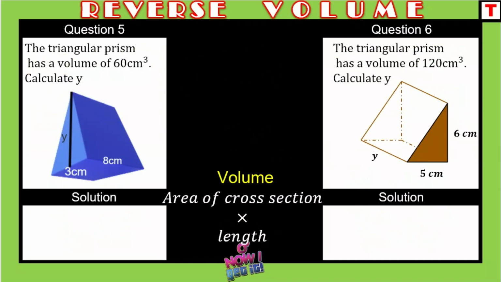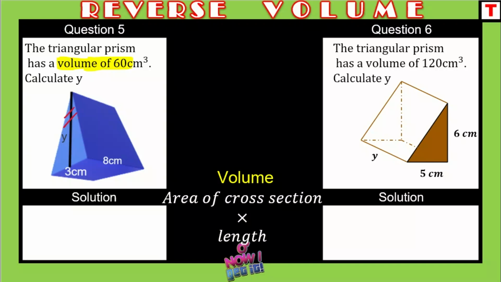Let's now have a look at 2 other problems. So we've been told that the triangular prism has a volume of 60 centimeter cube. So we've been told the volume is 60 centimeter cube, and we're being asked to work out the value of y. So once again, we want the area of the cross section.